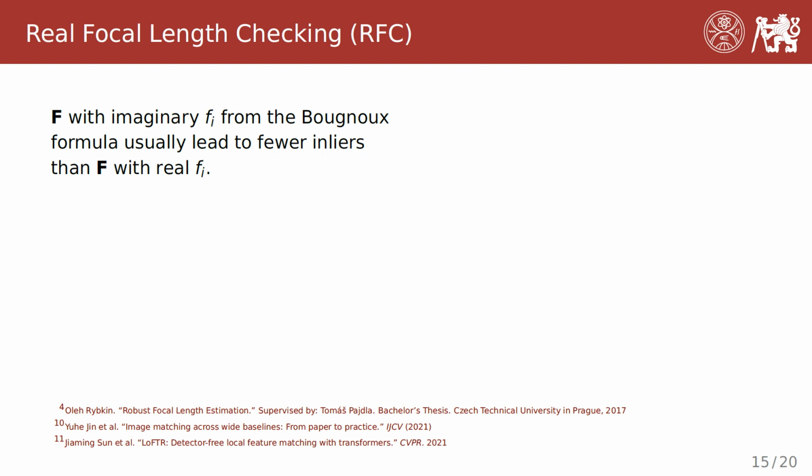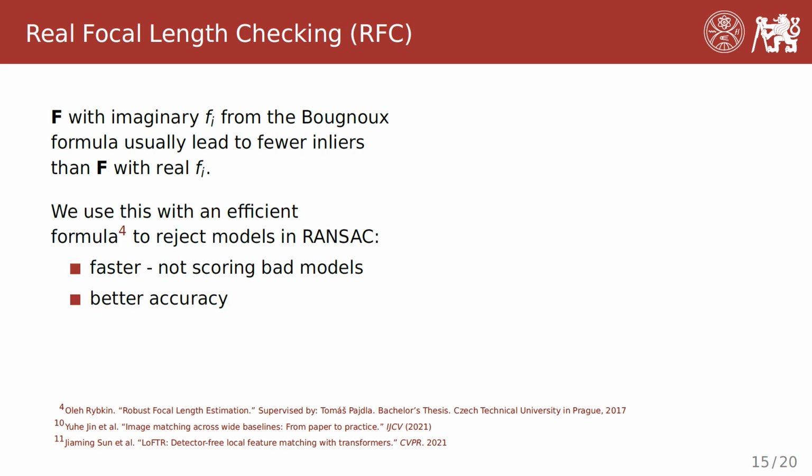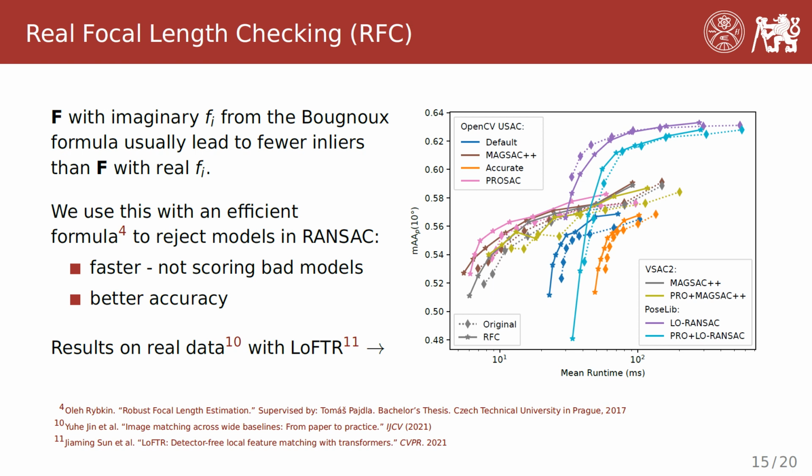Our second contribution, real focal length checking, is based on the observation that the fundamental matrices, which led to imaginary focal lengths when using the Bougnoux formula, usually lead to fewer inliers than models leading to real focal lengths. We use this along with an efficient variant of the Bougnoux formula to reject such models inside RANSAC. This leads to faster RANSAC times since fewer bad models have to be scored. Our method also results in better accuracy of the estimated fundamental matrices.